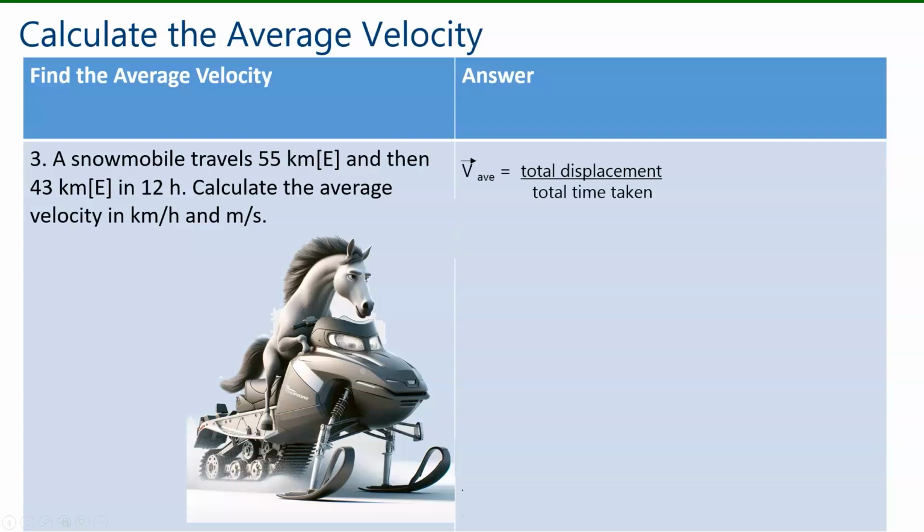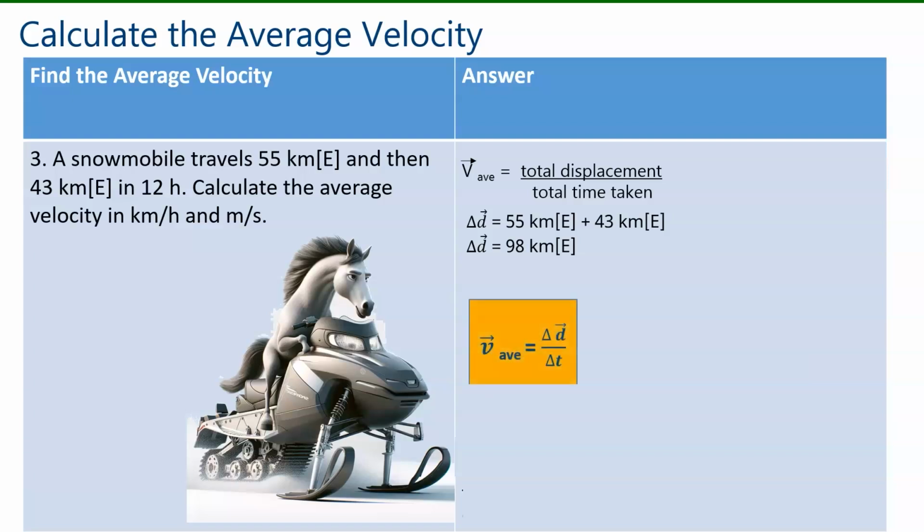The formula for average velocity is the total displacement divided by the total time taken. For a total displacement, we had 55 kilometers east plus 43 kilometers east. In this case, the snowmobiler is traveling in the same direction. These would both have positive values, so we add those together and we get 98 kilometers east. Our total time is given as 12 hours, and there's no calculation needed for that.